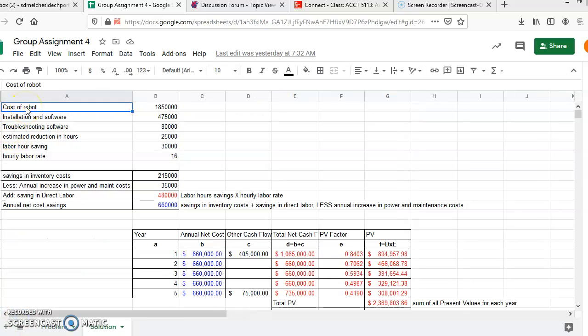This information was provided for us: the cost of the robot, installation and software, troubleshooting the software, estimated reduction in hours, labor hour savings, and labor hour rate. In doing so, the labor hour savings times the labor hour rate equaled $480,000.